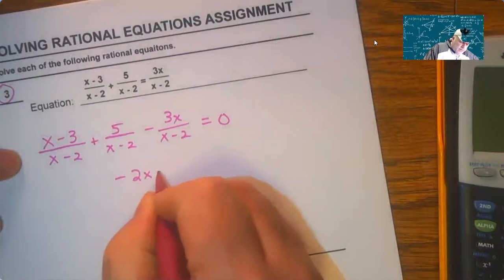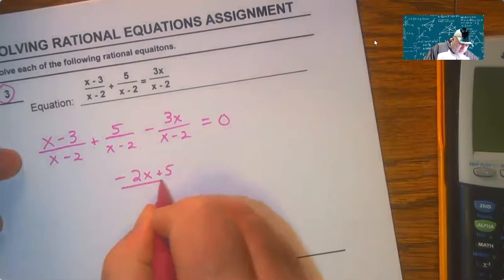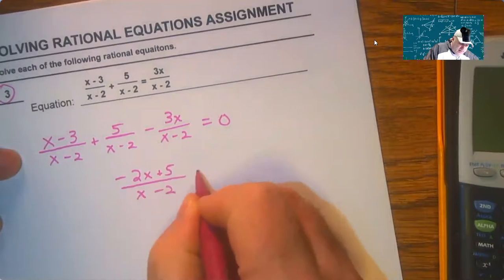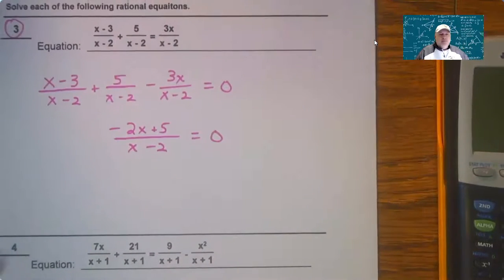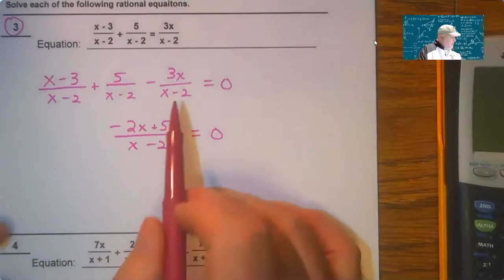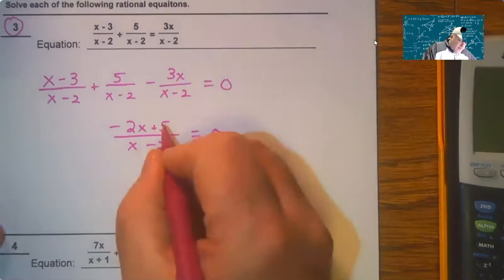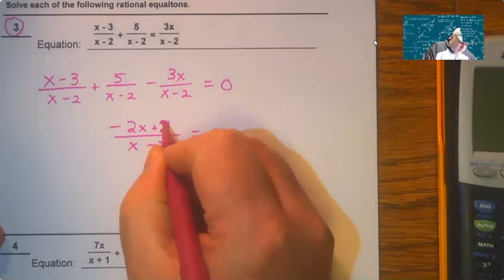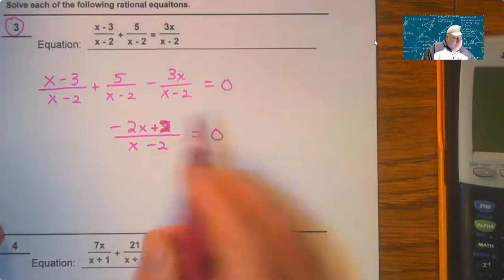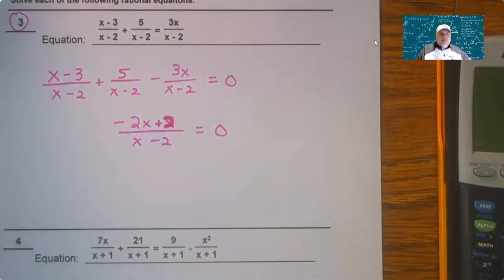So negative 2x plus 5. So what did I just do there? This is called condensing the fraction. So you do x minus 3x, that's negative 2x, and then negative 3 plus 5, which I did not do correctly, sorry about that, plus 2. So you combine all the top correctly, adding like terms. It's not hard to do.